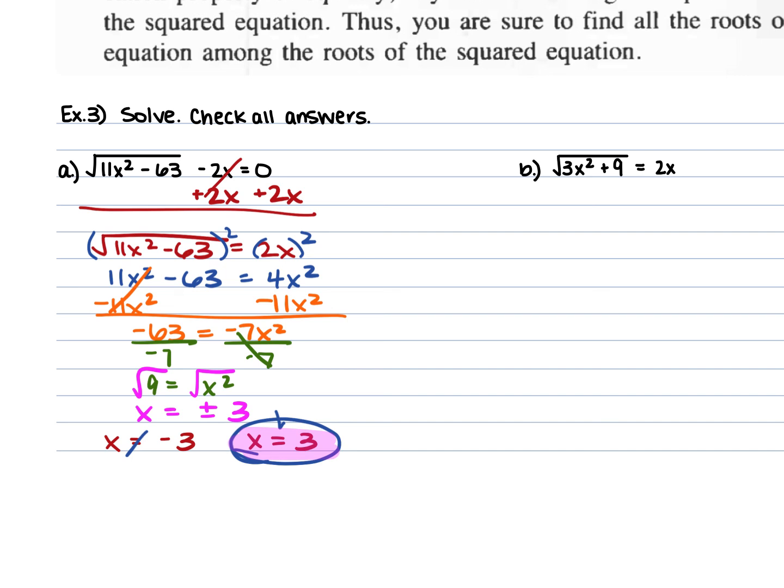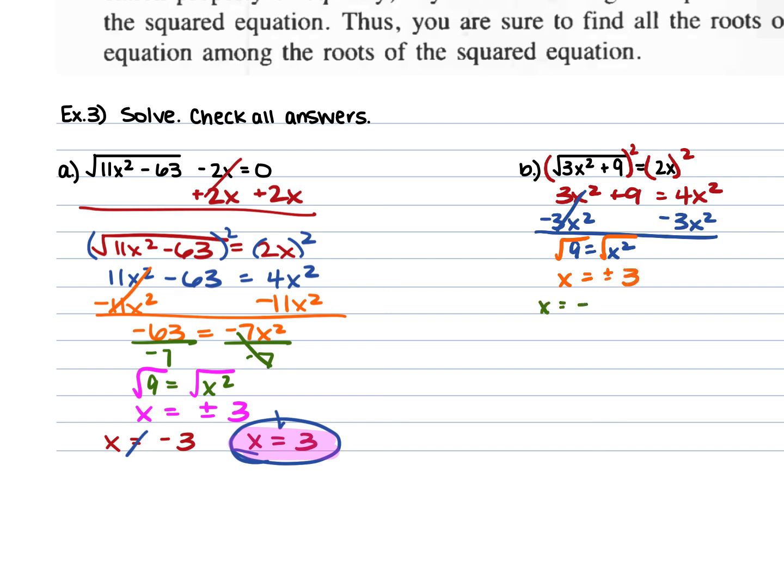For example B, we have the square root of 3x squared plus 9 is equal to 2x. Our radical is isolated here, so we're going to square both sides to start with. We have 3x squared plus 9 is equal to 4x squared. We're going to subtract the 3x squared from each side. We get 9 is equal to x squared. We take the square root of both sides, and we get that x is equal to plus or minus 3. So once again, you have that x is equal to negative 3, and x is equal to positive 3. You got to check both of them.